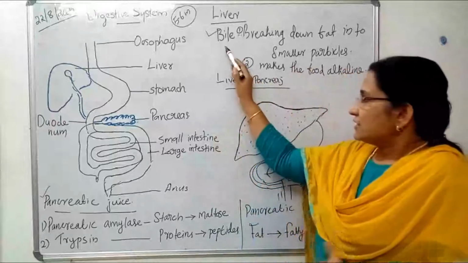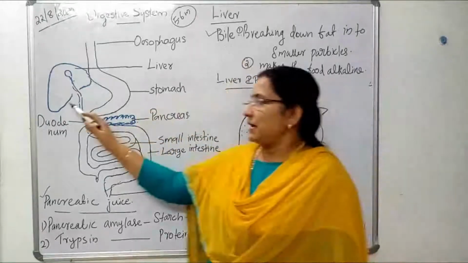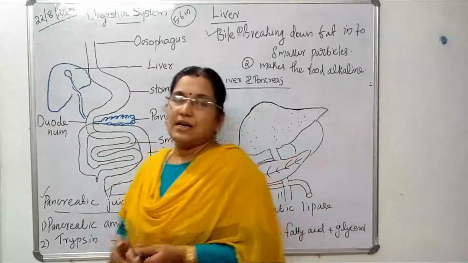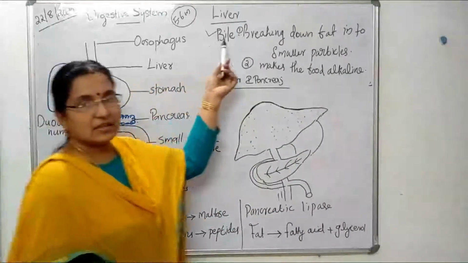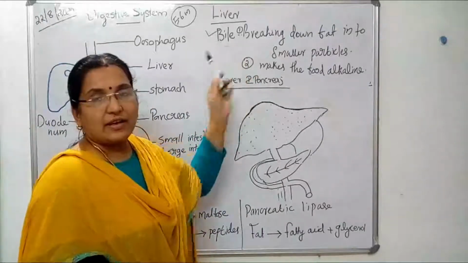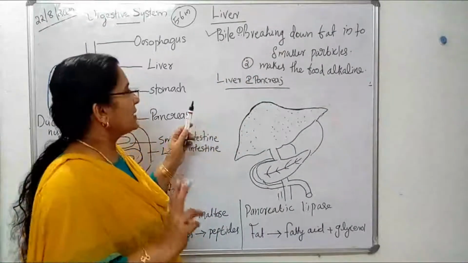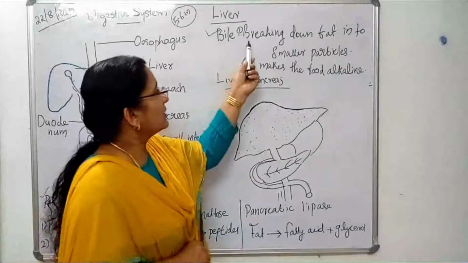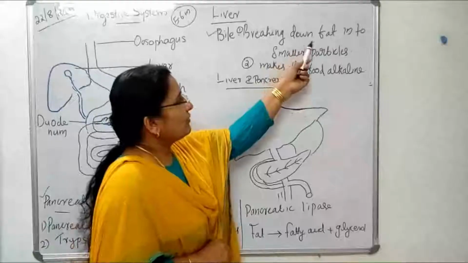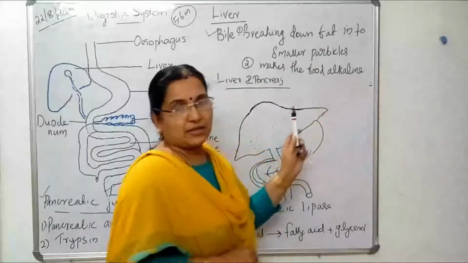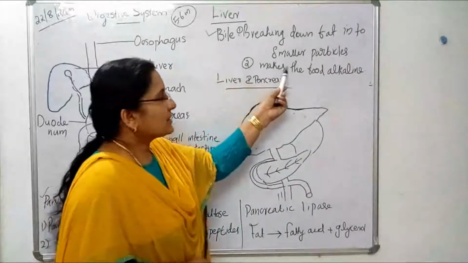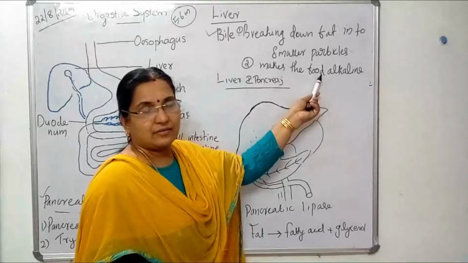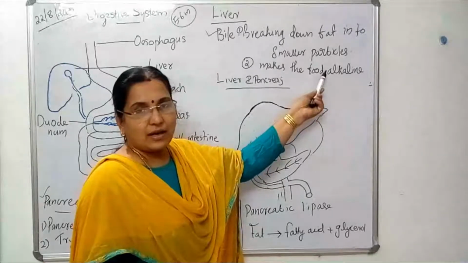Okay, then first of all we can see what is bile. Bile is the secretion produced by the liver, and it does not contain any enzyme. It plays two important roles. The first one is the breakdown of fat into simpler particles. The other one, bile makes the food alkaline.